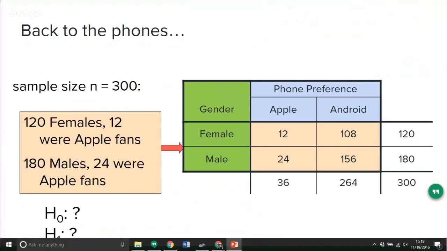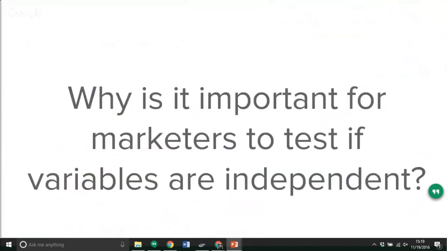So our null hypothesis would be that gender and phone preference are independent of each other. What would the alternate hypothesis be? That gender and phone preference are not independent, aka dependent, aka associated. So in this instance, the null is that gender and phone preference are independent of each other. The alternate would be gender and phone preference are dependent on each other. So the same test would allow us to see if the variables are independent.